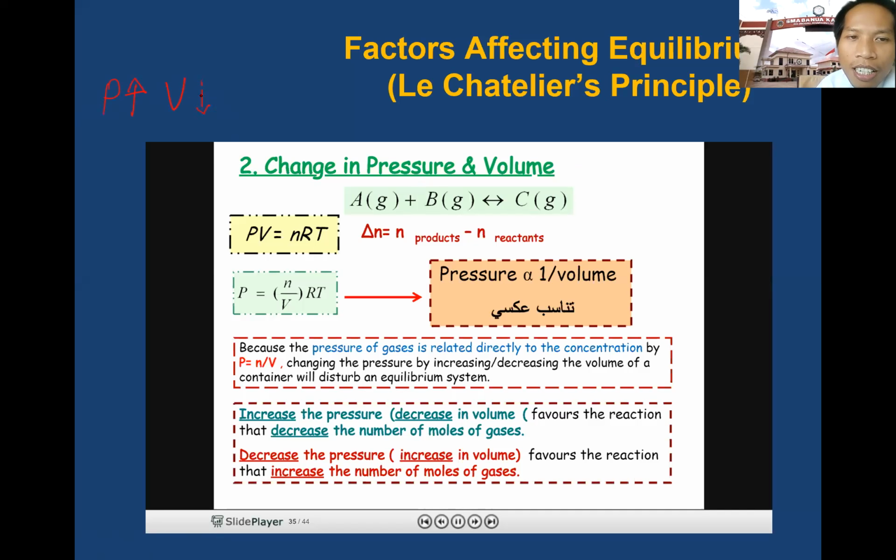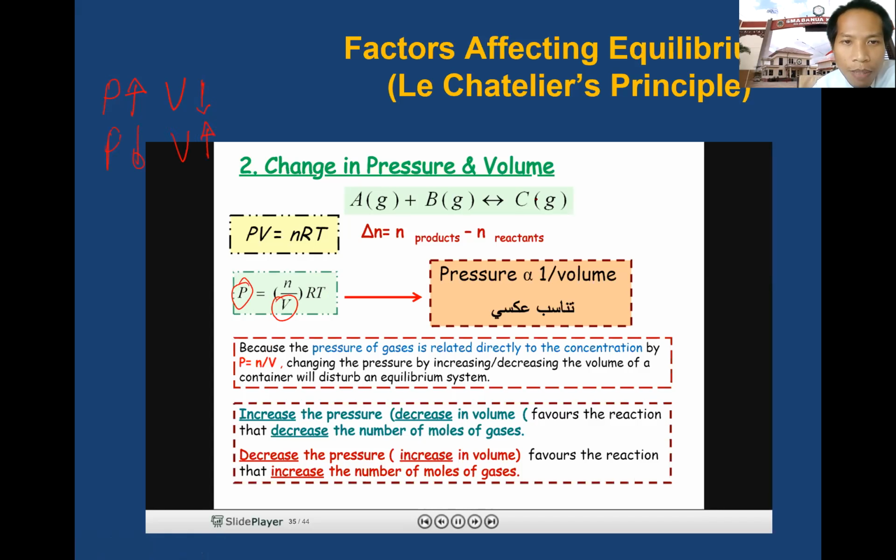In a reaction, for example, you have a reaction container. When you press, you increase the pressure, automatically the volume will decrease. So pressure and volume are inversely proportional. They will have the same effect, but inversely. If pressure is increased, volume decreases. If pressure decreases, volume will increase.